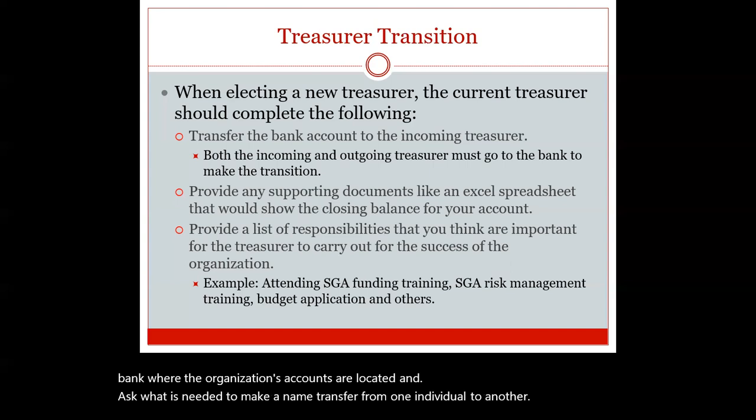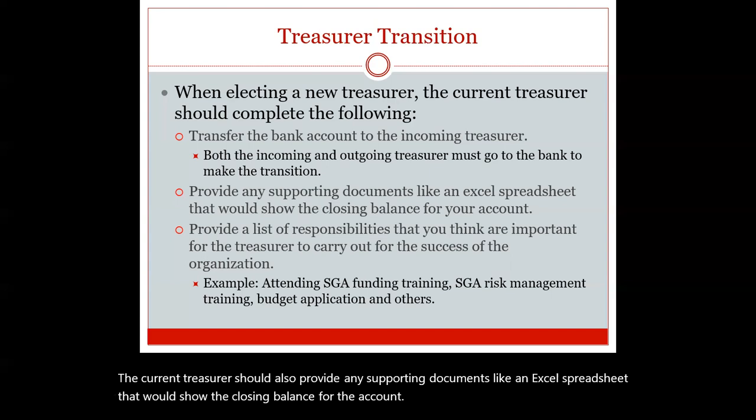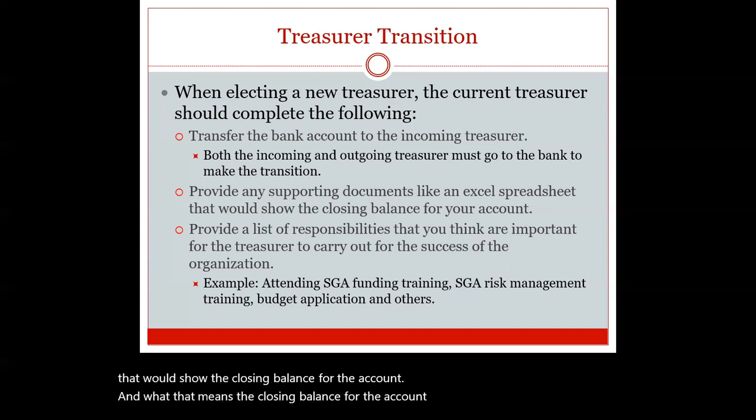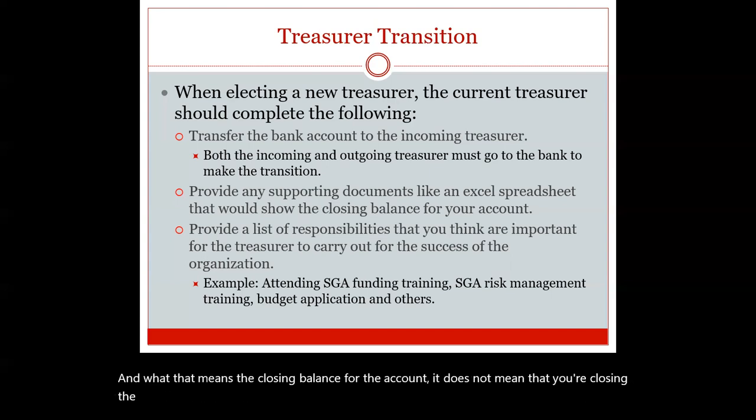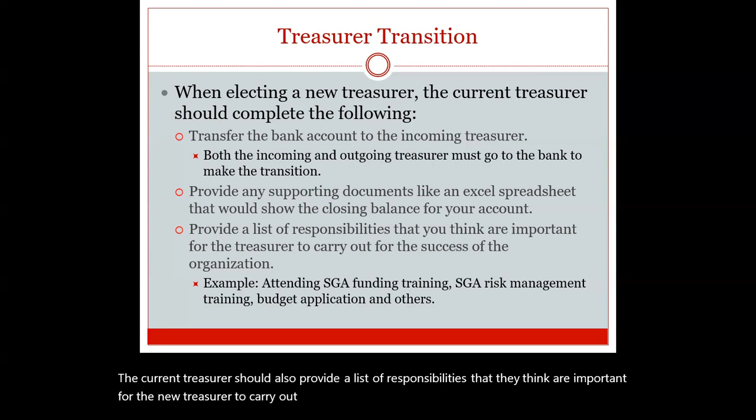The current treasurer should also provide any supporting documents, like an Excel spreadsheet that would show the closing balance for the account. And what that means, the closing balance for the account, it does not mean that you're closing the account at the bank. It means the closing balance for when the current treasurer left the position and the incoming treasurer took the position. The current treasurer should also provide a list of responsibilities that they think are important for the new treasurer to carry out for the success of the organization.